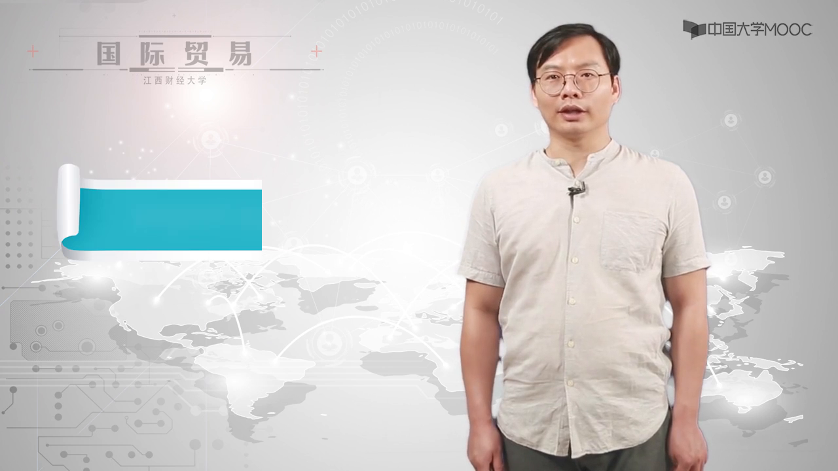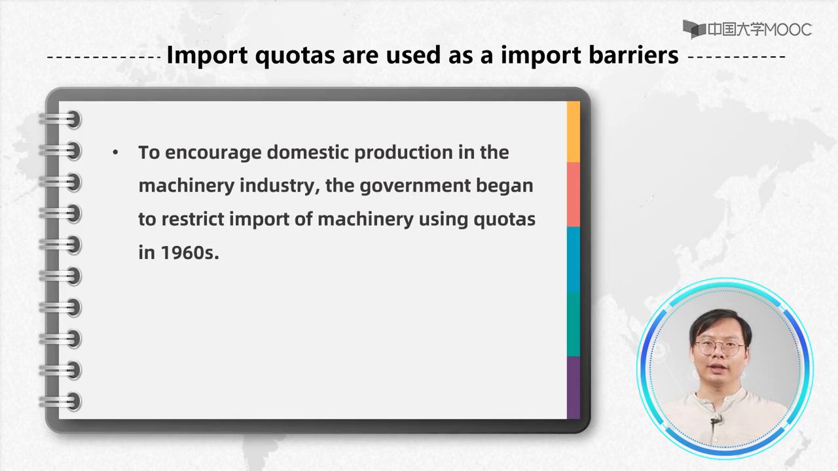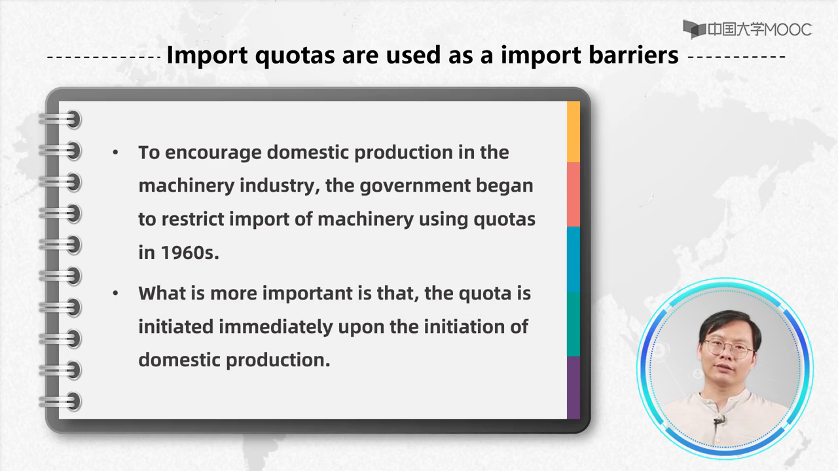What is more, import quotas are also used as an important barrier. For example, to encourage domestic production in the machinery industry, the government began to restrict import of machinery using quotas in the 1960s. What is more important is that this quota is initiated immediately upon initiation of domestic production.